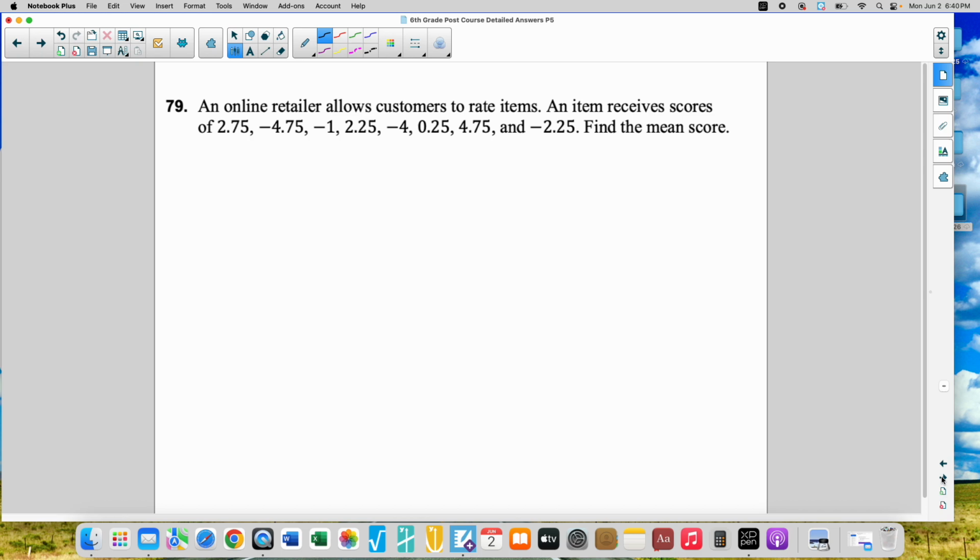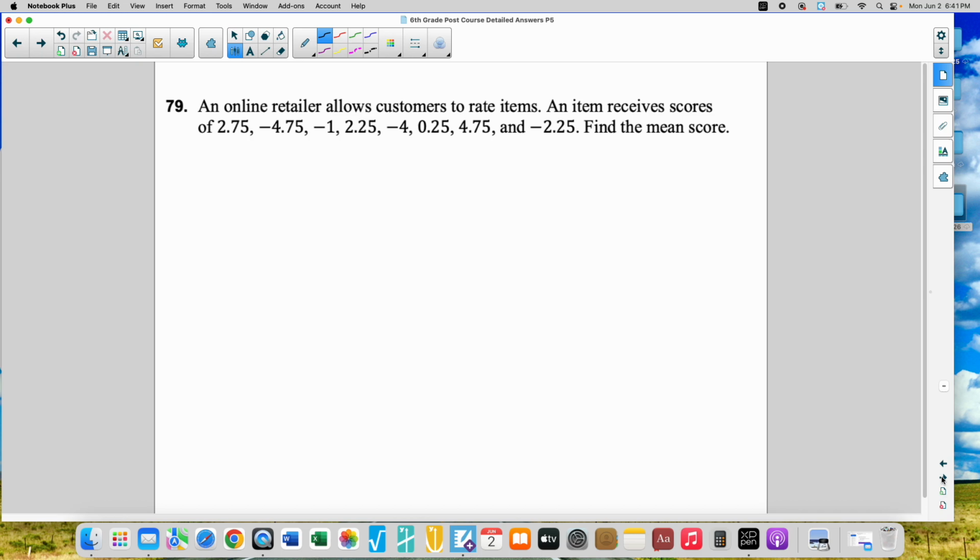An online retailer allows customers to rate items. An item receives scores of 2.75, negative 4.75, negative 1, 2.25, negative 4, 0.25, 4.75, and 2. Find the mean score.